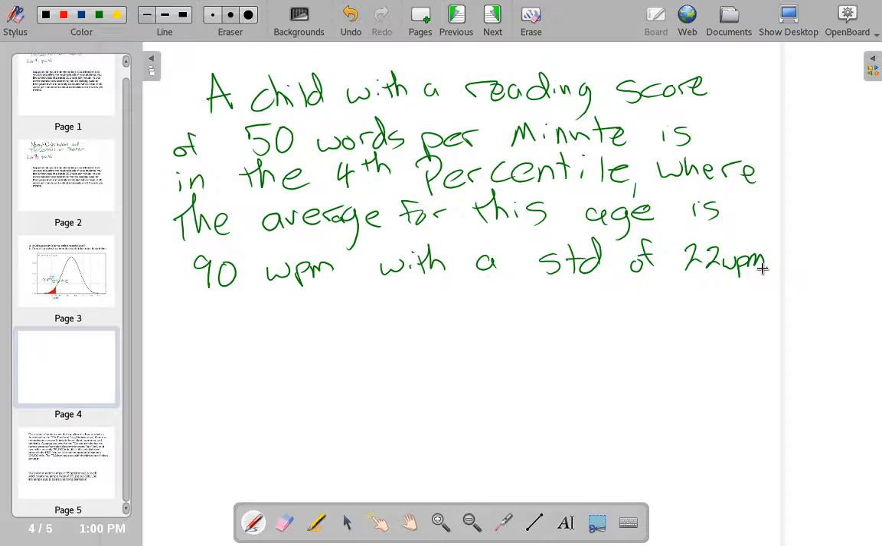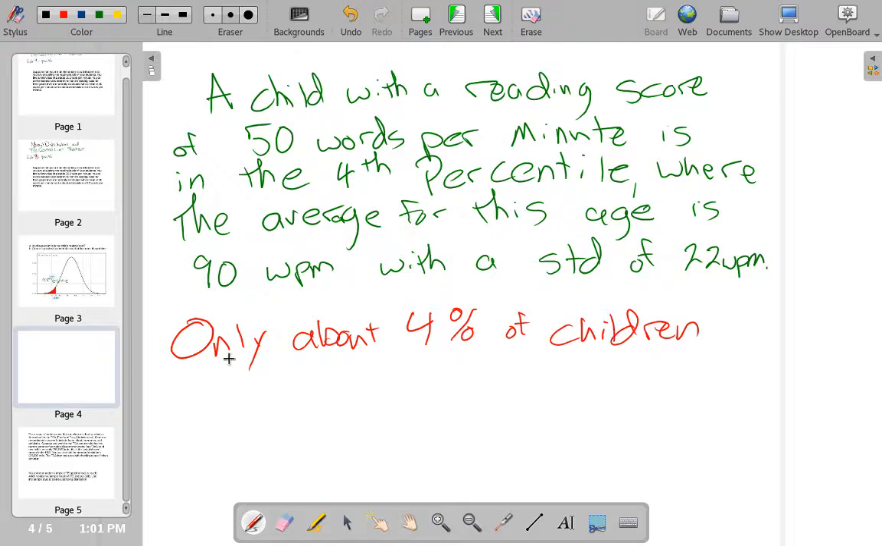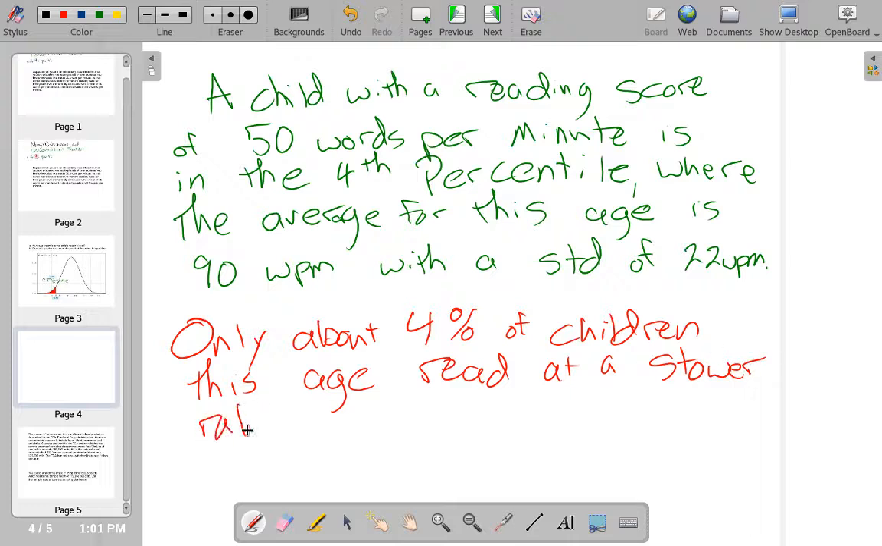Okay, so what does it mean again to be the 4th percentile? It means, let's switch colors. Only about 4% of children this age read at a slower rate. All right.